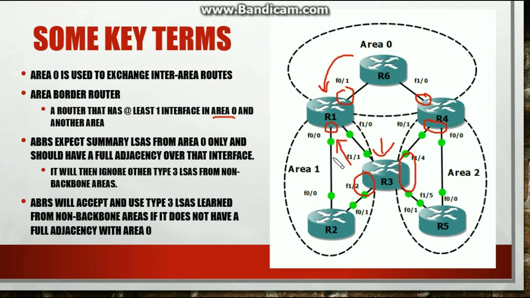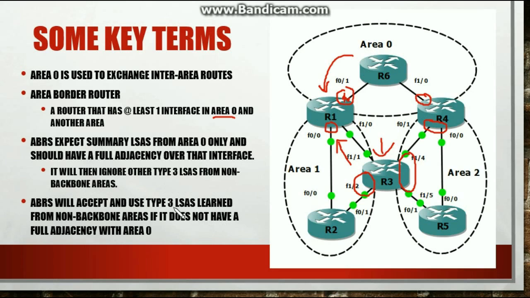So it only expects type 3 LSAs from area 0, and this interface right here should have a full adjacency with area 0, and it does. So it will ignore all other type 3 LSAs from the non-backbone areas. All right, so this is all definition, and I'll get into configurations in just a sec.